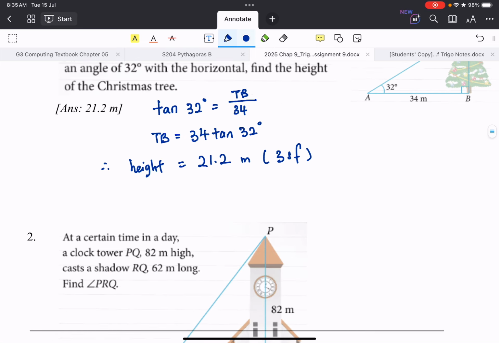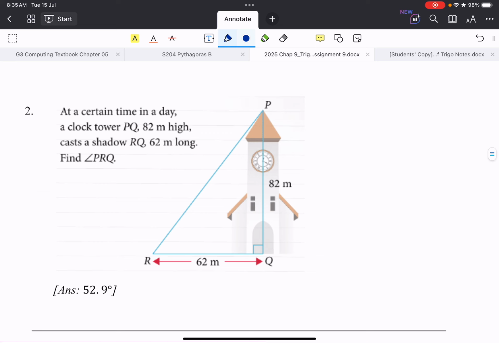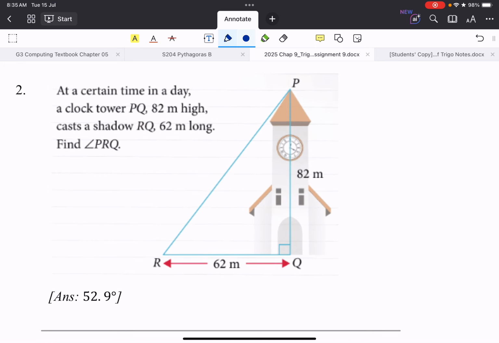Moving on to the next question. Right here, we have a clock tower. It's 82 meters high. It casts a shadow, right? So what happened is we want to find the angle PRQ, which is otherwise also known as the angle of elevation from R. So this is the angle we want to find.